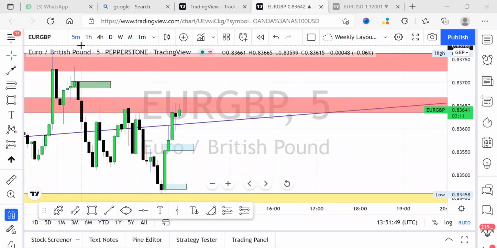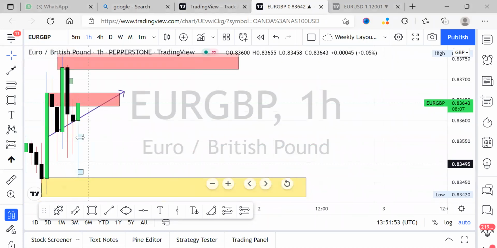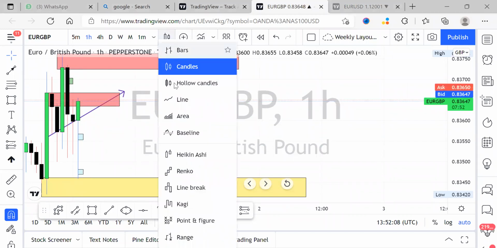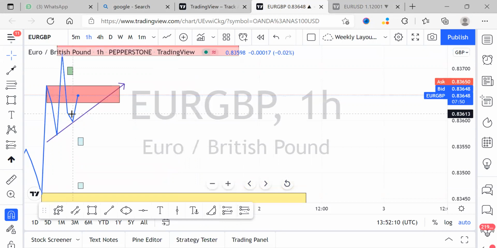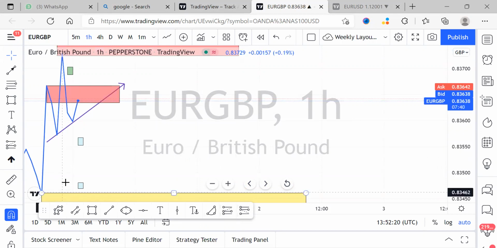If we look at the 1 hour chart, I want you to concentrate only on the wicks, nothing else, the wicks. If I now change this to a line chart, so go from candles to line, all these wicks have gone. The wicks are not relevant. The wicks are only relevant for price rejection and price entry.